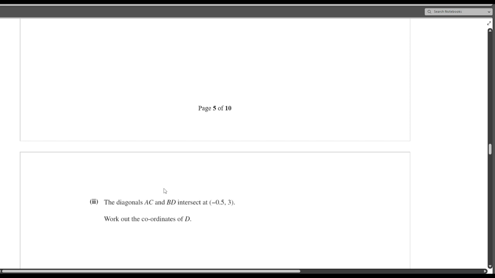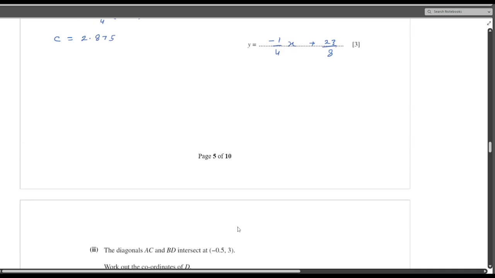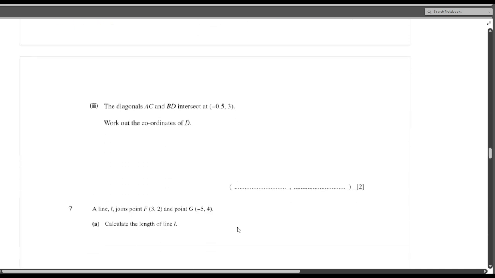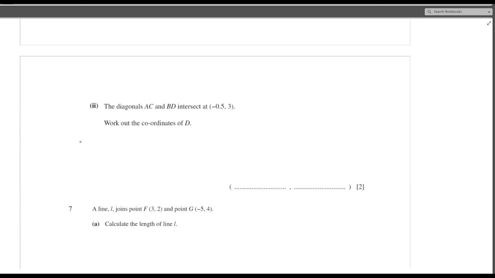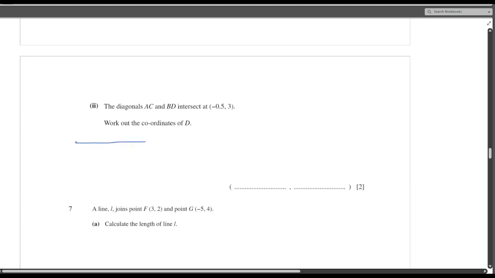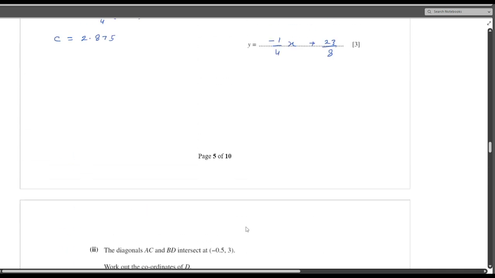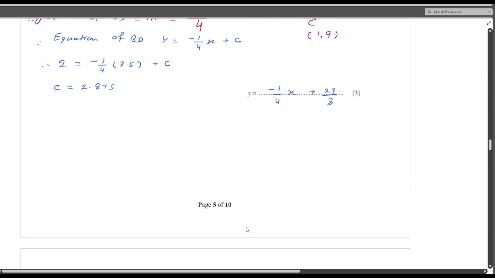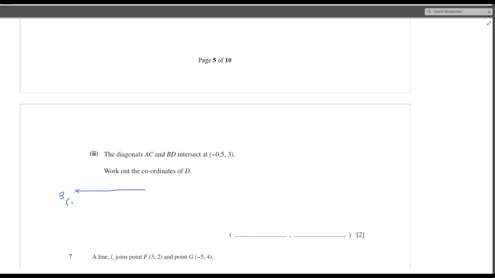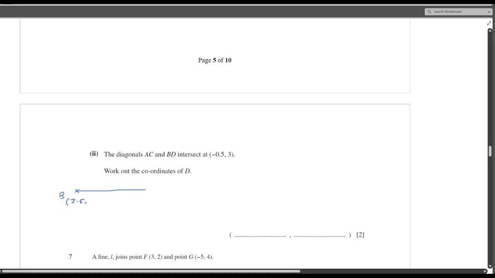The diagonals AC and BD intersect at (-0.5, 3). Work out the coordinates of D. Okay, wonderful question. Now here let us simply write down the coordinates of B. The coordinates of B are (3.5, 2). And say this is point D, and here you have the midpoint.